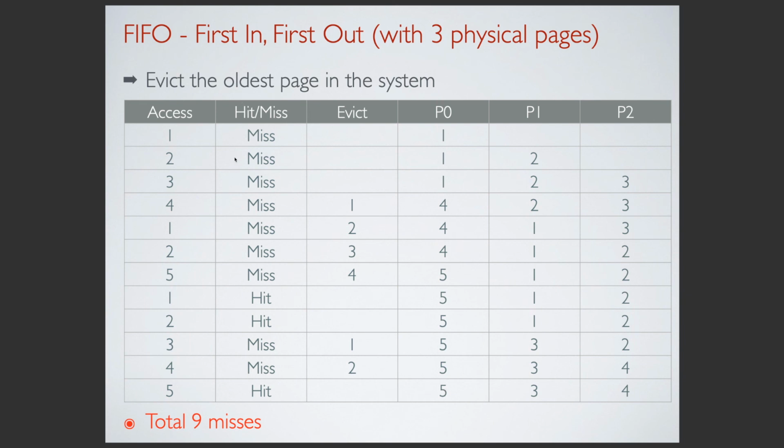Here, how many misses did I have? Okay, I had 9 misses. You might say, no, the first 3, of course, they were misses, but let's count all of them. I had 9 misses in total and 3 hits.